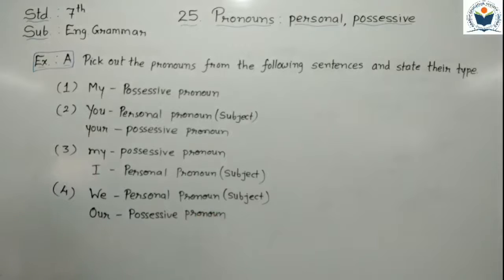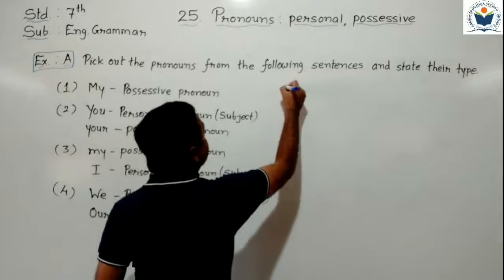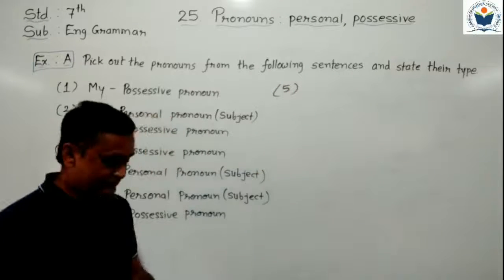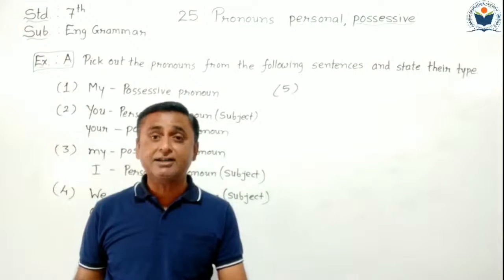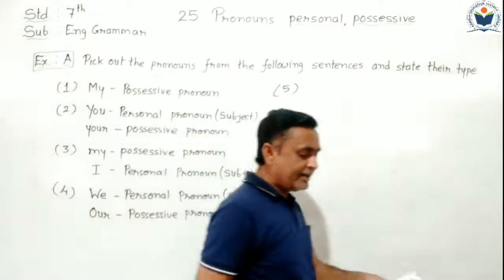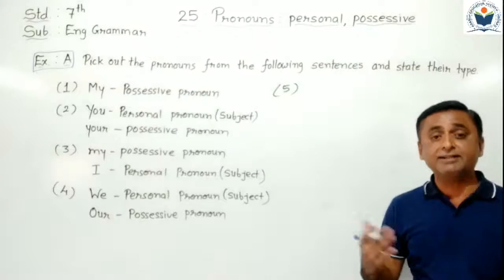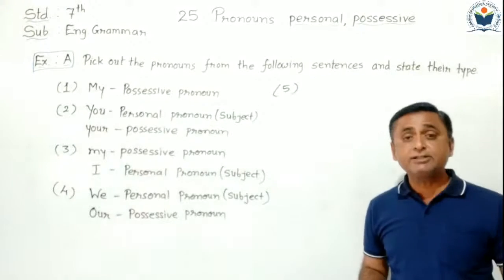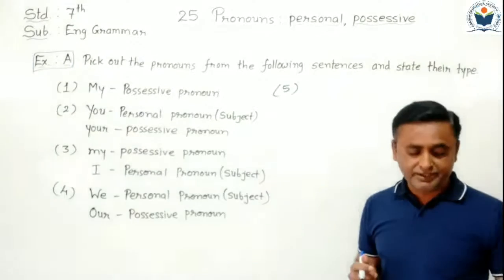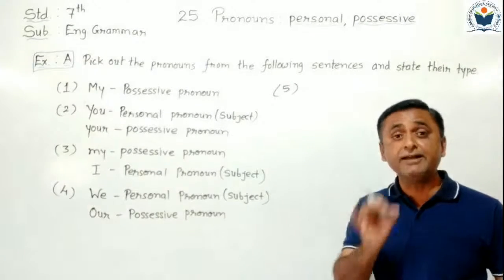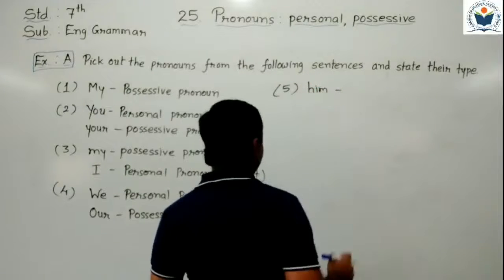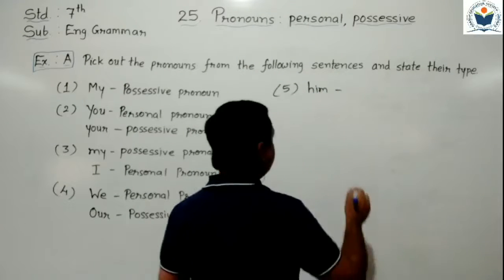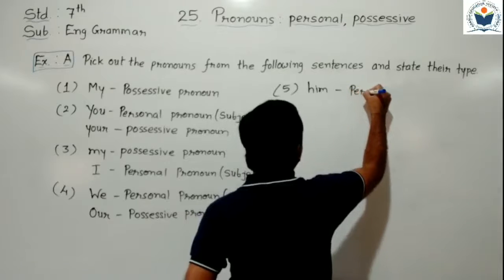Understand, student? Now, sentence number 5 we have to see. The police arrested him without indicating the charges. So, which is the pronoun used here? Can you identify? Yes, here him, H-I-M. Him is used as a pronoun. But which type of pronoun? It is a personal pronoun.